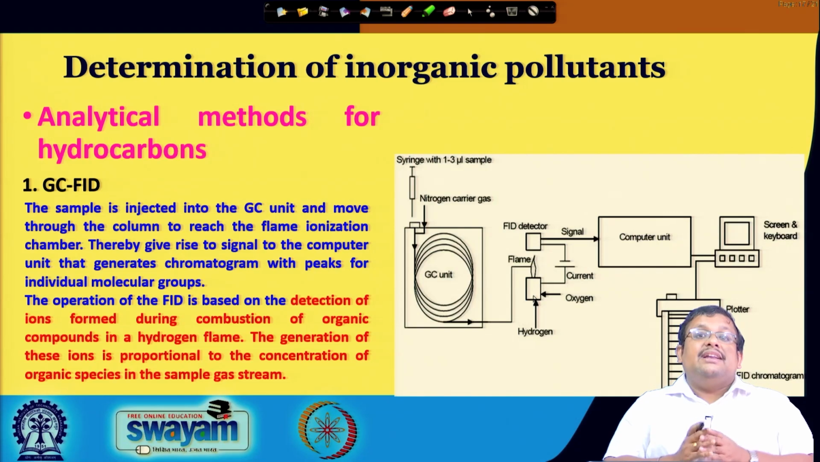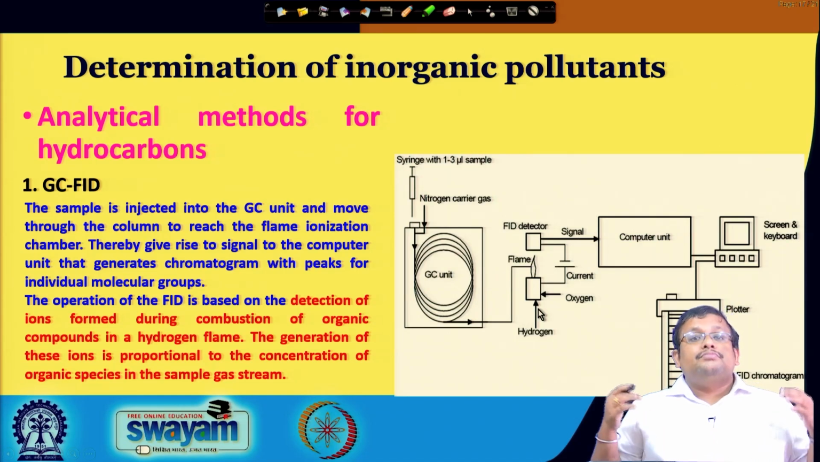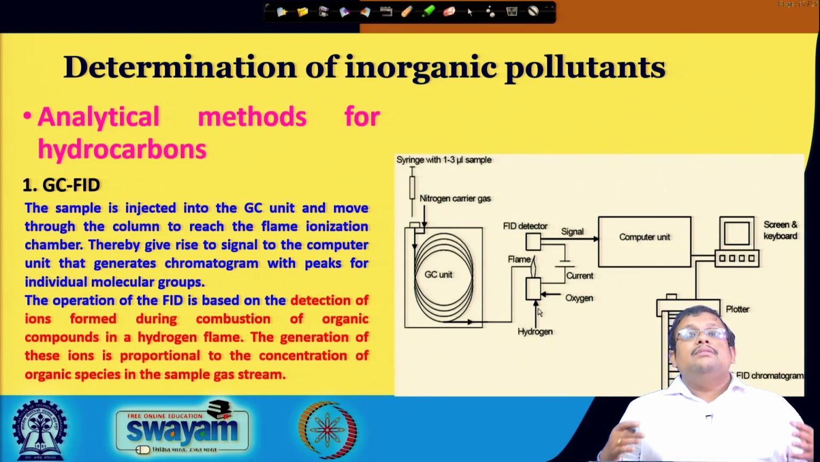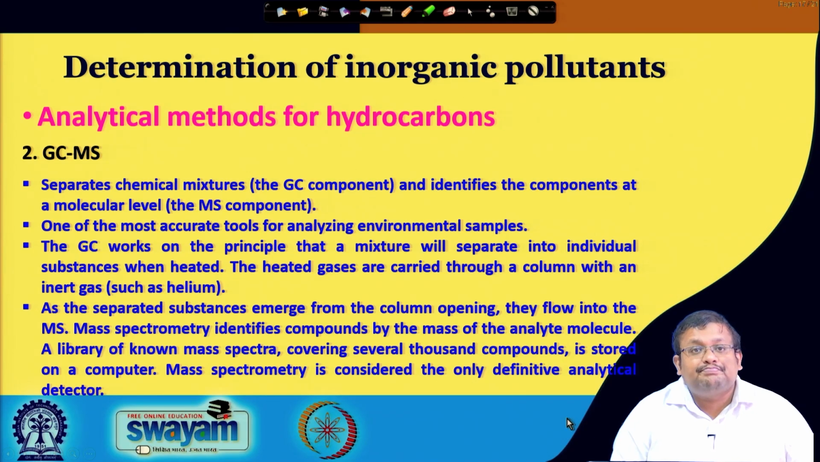The operation of the FID is based on the detection of ions. So, this is an FID detector. This FID detector operation is based on the detection of ions formed during the combustion of organic compounds in a hydrogen flame. You can see this is a hydrogen flame. Due to the flame there will be the formation of ions, and this flame is produced by the hydrogen gas, and the generation of these ions is proportional to the concentration of the organic species in the sample gas stream. So, this is how this GC-FID basically works.